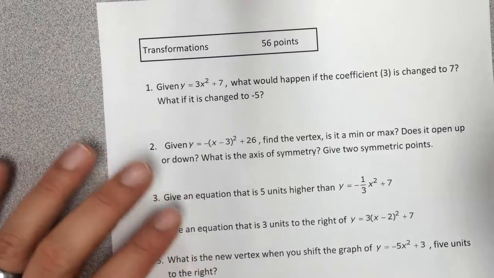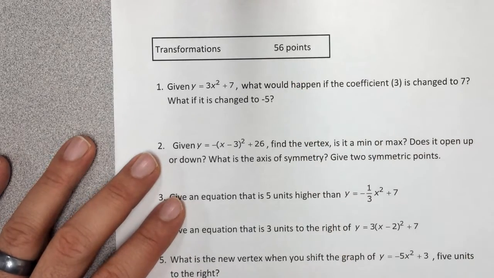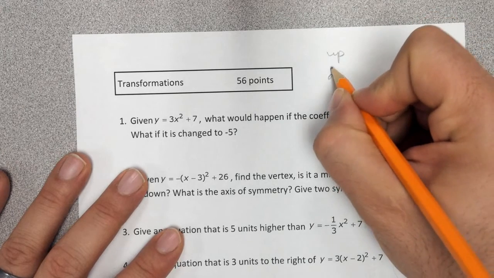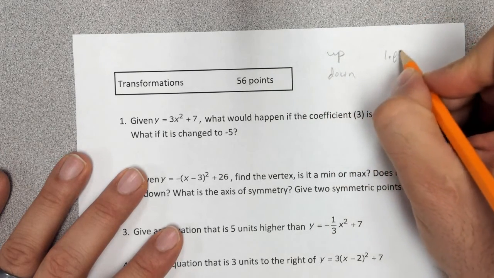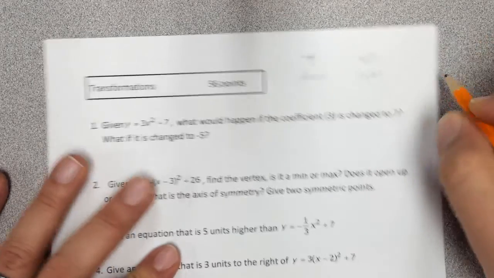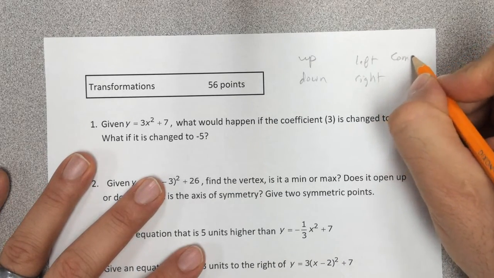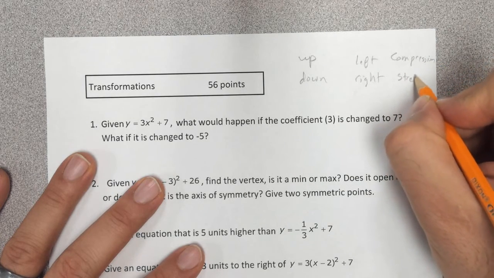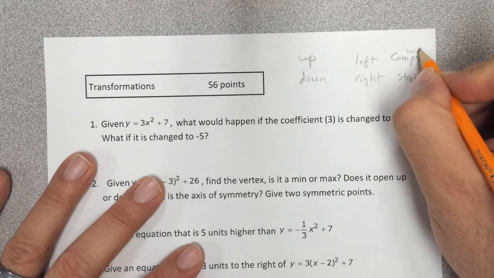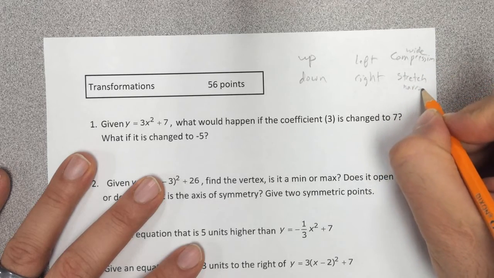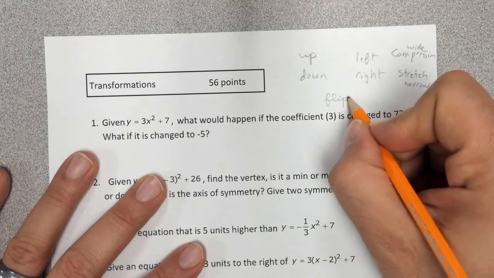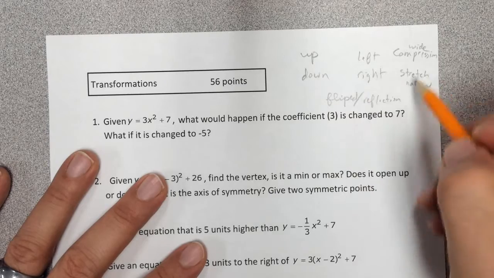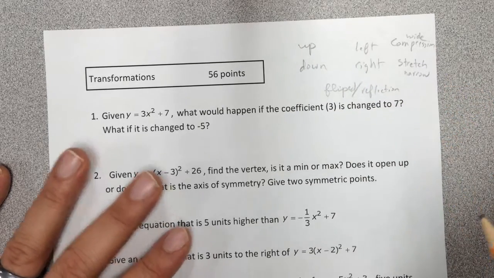We're almost done. The last part is transformations, and you have 56 points off of that one. And transformations is when something goes up, down, left, right. If it's bigger, we call that compression. If it's skinnier, we call that stretch. Again, we can also just call this one wide. We can also call this one narrow. And flip, we call this reflection. So really you're looking for one of 7 different things that can happen, or any combinations of those.